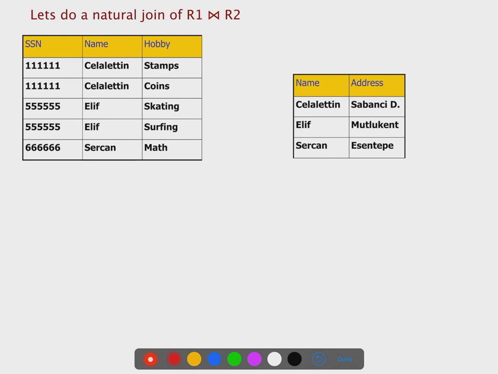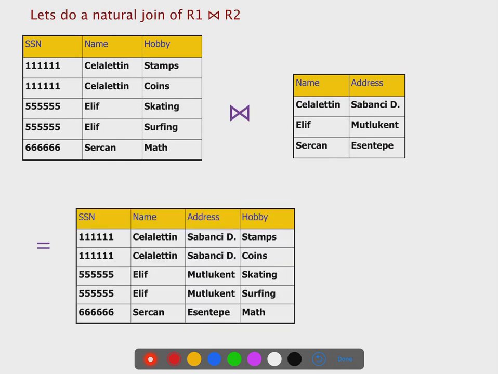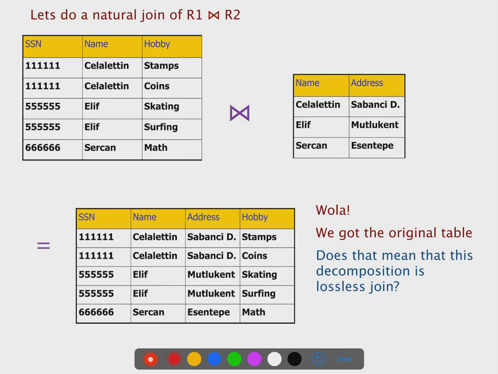Now, let's do a natural join of the decomposed relations R1 and R2. We see that after the natural join, we were able to obtain the original relation for this particular instance. So we got the original table. But does that mean that this decomposition is lossless join decomposition? No, because for decomposition to be lossless join decomposition, this phenomena should happen for all the instances, all possible instances.